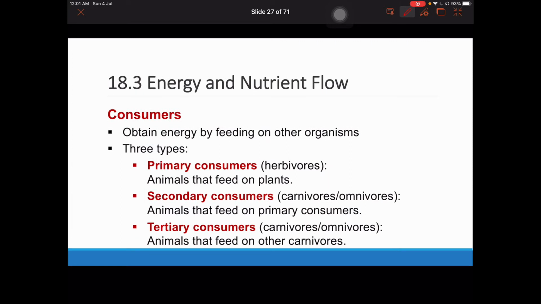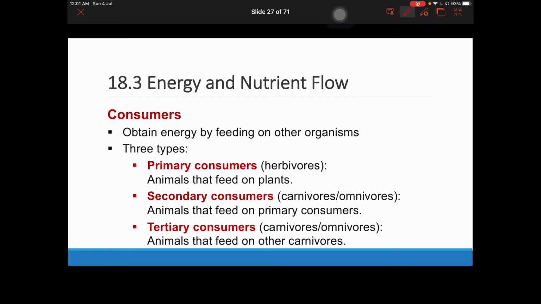In terms of consumers, there are three types of consumers, and all of them obtain energy by feeding on other organisms. So first, we have what we call primary consumers. Primary consumers are the herbivores, which you have learned about in primary school before. They only feed on plants, so they are the first one after the plant in the food chain. Then you have your secondary consumers, right? Secondary consumers will feed on the primary consumers.